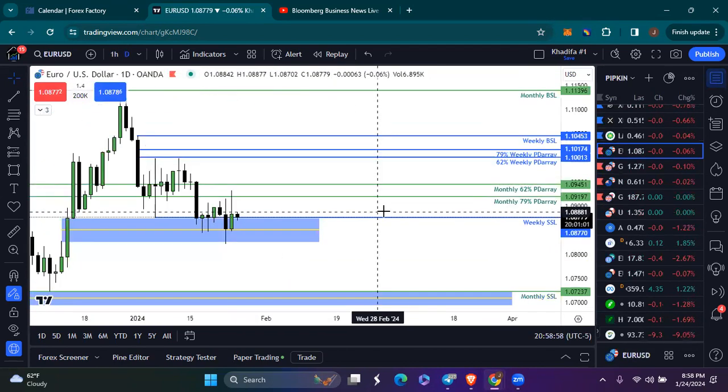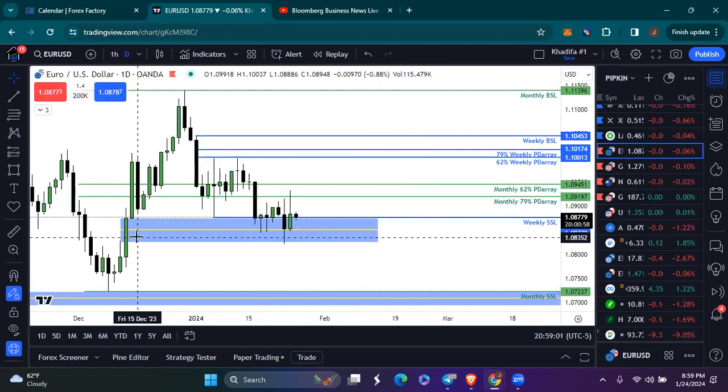Look at Euro USD, y'all. We wanted to see Euro USD come down into this fair value gap.